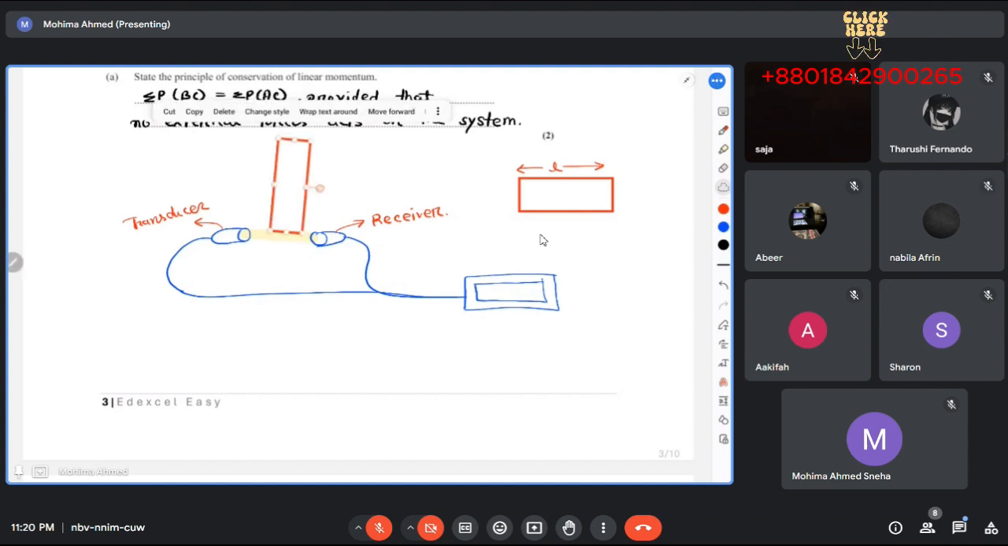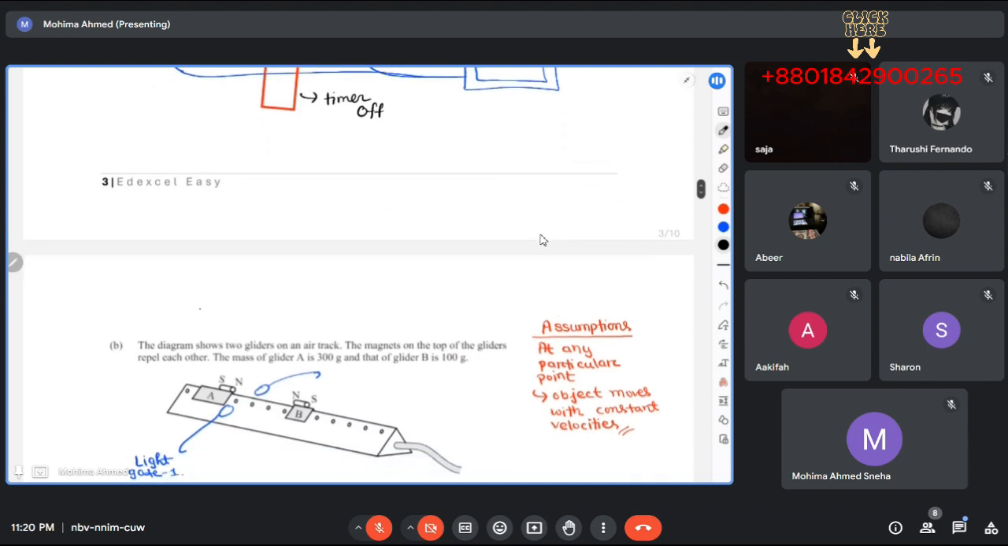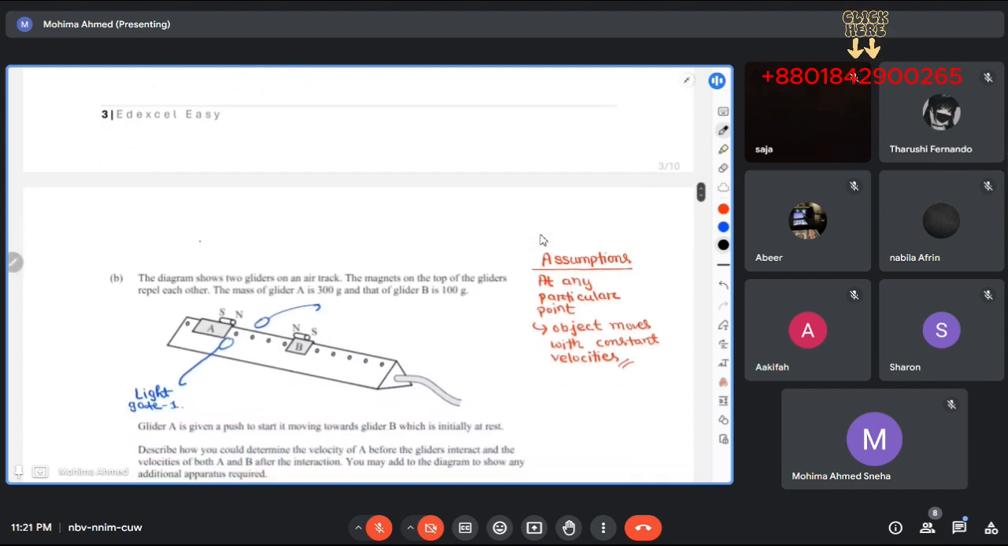So this is your situation. The timer starts on, and this is the situation where the timer stops measuring the time. This is timer on, and this is timer off. And during this distance, obviously your object is moving with constant velocity. That was the assumption over here. At any particular point, the object moves with constant velocity.